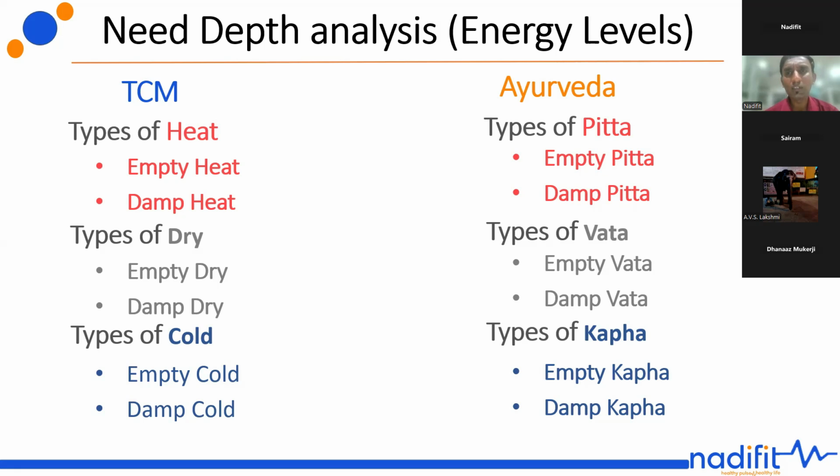Energy derived. And similarly, in TCM, Pitta we call heat, empty heat and damp heat. And Vata, dryness, empty dry and damp dry. Coldness, empty cold and damp cold. We try to derive 6 energies from 3 different energies so that we are able to understand the patient and his problems better. We'll discuss this one by one.